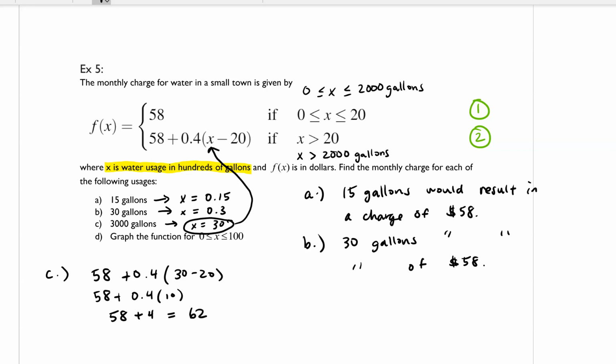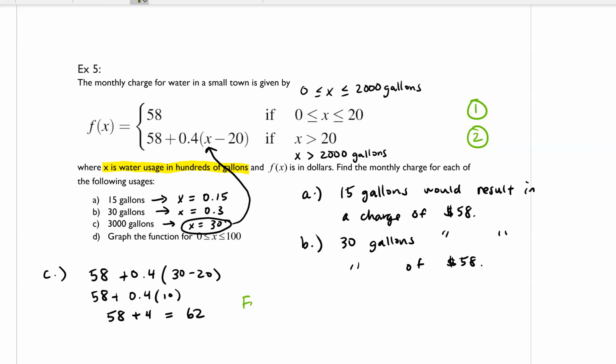So in that scenario, for 3,000 gallons, the charge would be $62.